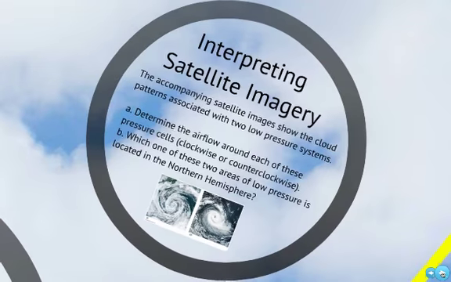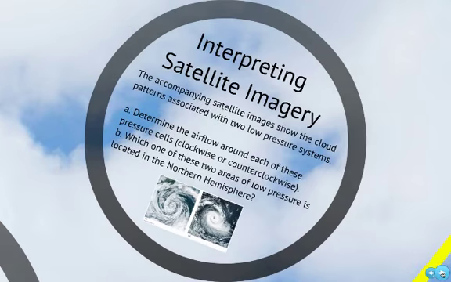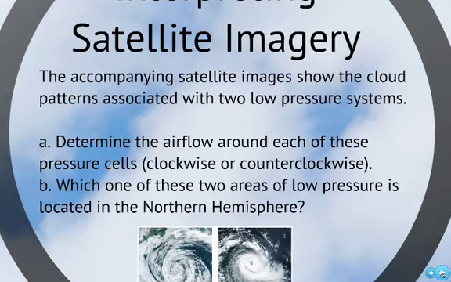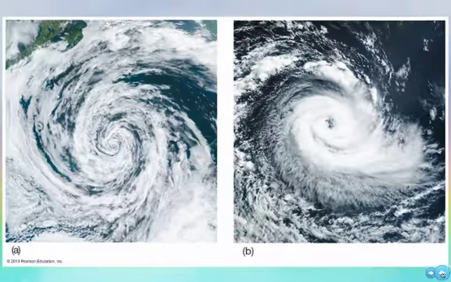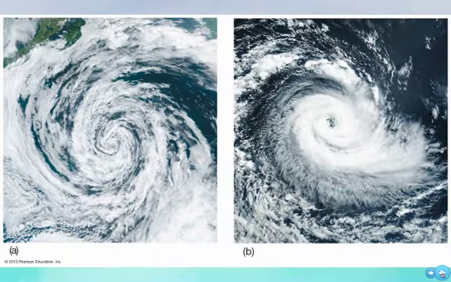The last part of the lab involves looking at a couple of satellite images to review cyclonic and anticyclonic circulation. This is question 1 from page 185. You'll be looking at the images and determining if each area of circulation is rotating clockwise or counterclockwise, and then using that information to determine which area of rotation is in the northern hemisphere.